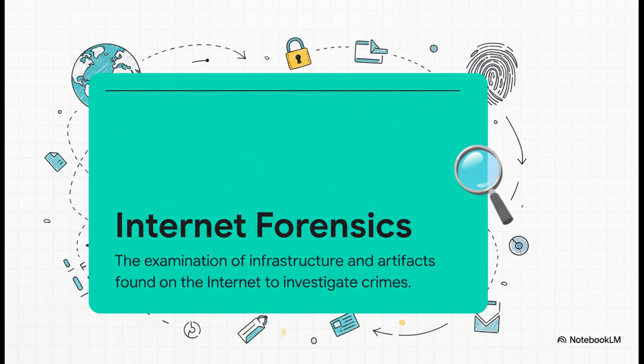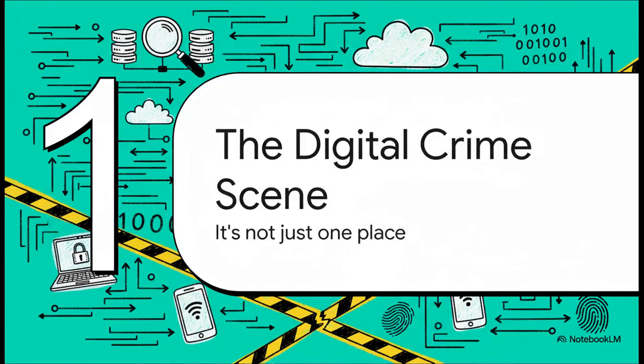It's really all about sifting through the technical guts of the internet, what they call the infrastructure, and all the digital clues, or artifacts, that get left behind. This is for crimes that happen on the internet, like hacking, and crimes that happen with the internet, like identity theft. Okay, so what does this digital crime scene actually look like?